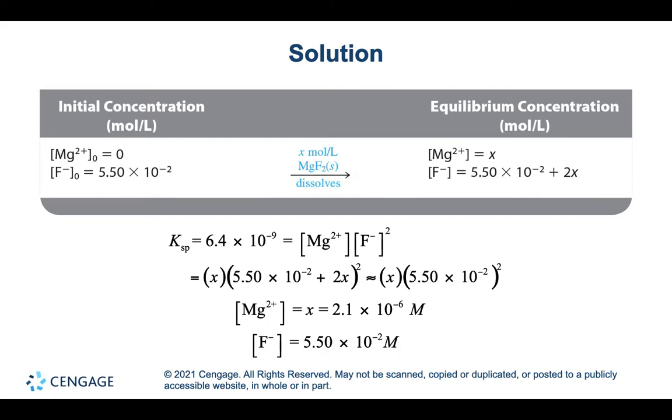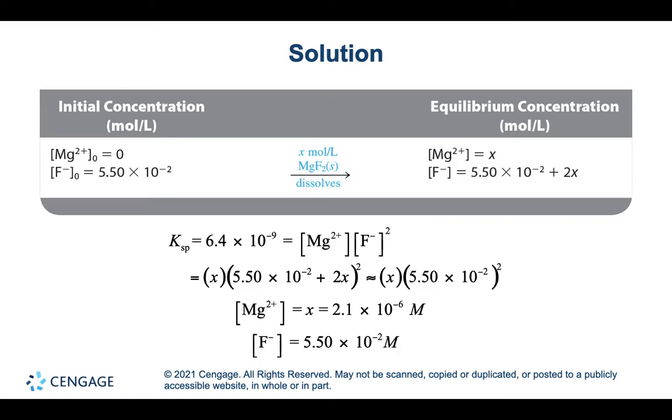But we're going to consider that plus 2x negligible, plug x in for magnesium plus 2, and 5.5 times 10 minus 2 in for the F minus, and solve for the Mg plus 2 by dividing 6.4 times 10 minus 9 by 5.50 times 10 minus 2 quantity squared. We're going to get that the Mg plus 2 at equilibrium will be 2.1 times 10 to the minus 6. Looking at that compared to the 5.50 times 10 minus 2, it is in fact a negligible amount, and we don't really need that plus 2x on the F minus.